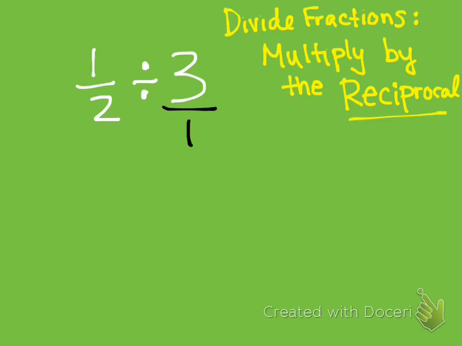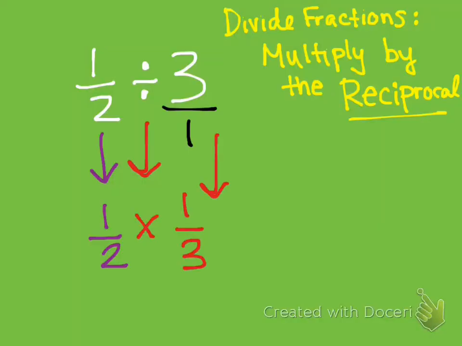So step 1, you put your whole number over 1. Then you are going to keep the first fraction. Keep it the same, 1/2. Then you flip the division sign to a multiplication sign. So you're multiplying, and then we'll do the reciprocal of 3 over 1. So that means to flip it upside down. So there you have it. 1/3 is the reciprocal of 3 over 1. We flipped it over, the 1 is now on the top and the 3 is on the bottom.